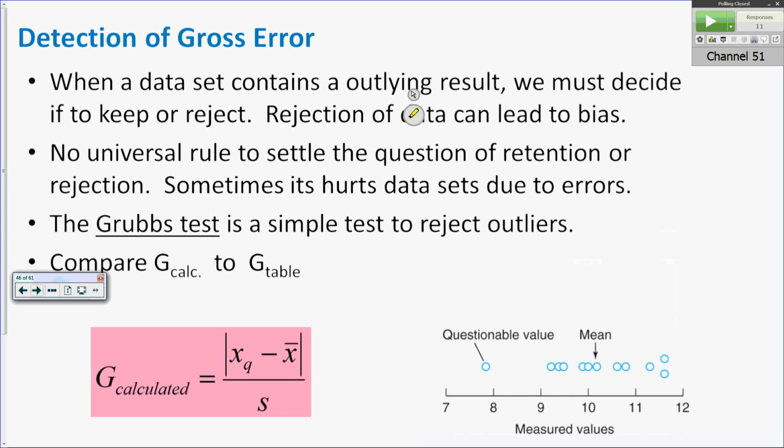Okay, so the next thing is how we deal with when things go wrong. We were there some last week, and we have something that we call a gross error.